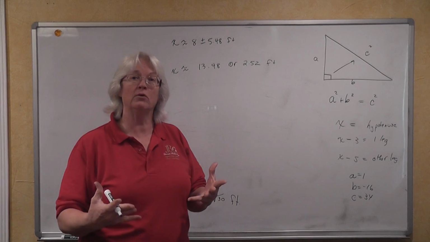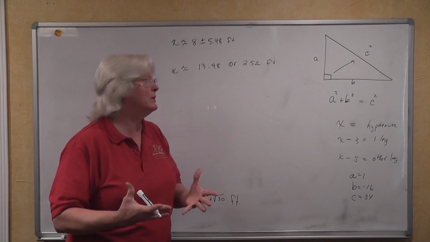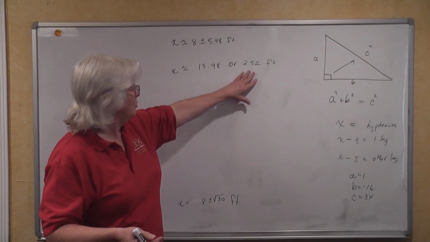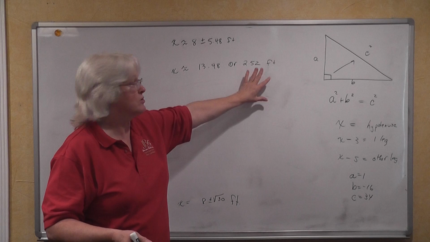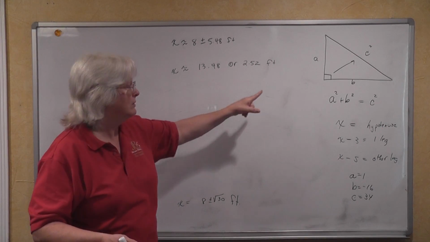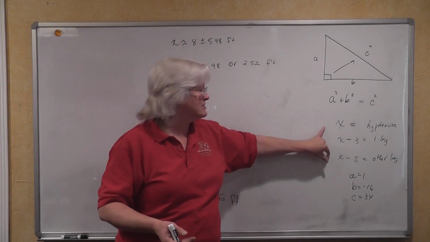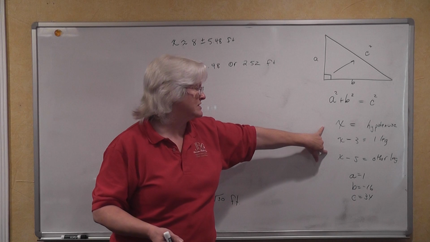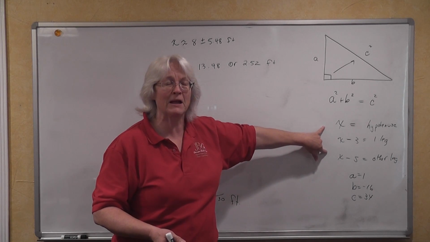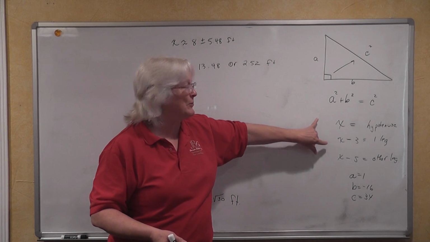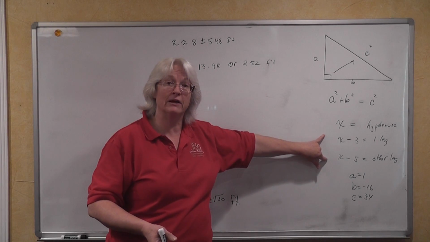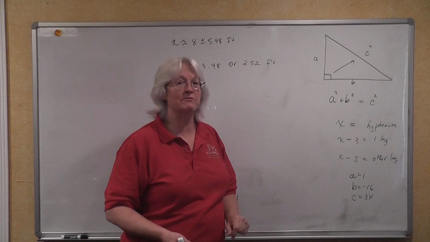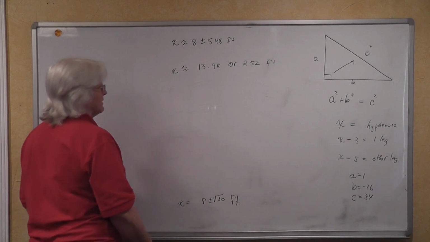But let's just say you don't have any background in building. How in the world are you going to know which one of these is the correct answer? They're both positive. Well, over here, we left our variables. We said let x equal the length of the hypotenuse, let x minus 3 equal the length of one leg, let x minus 5 equal the length of the other leg.